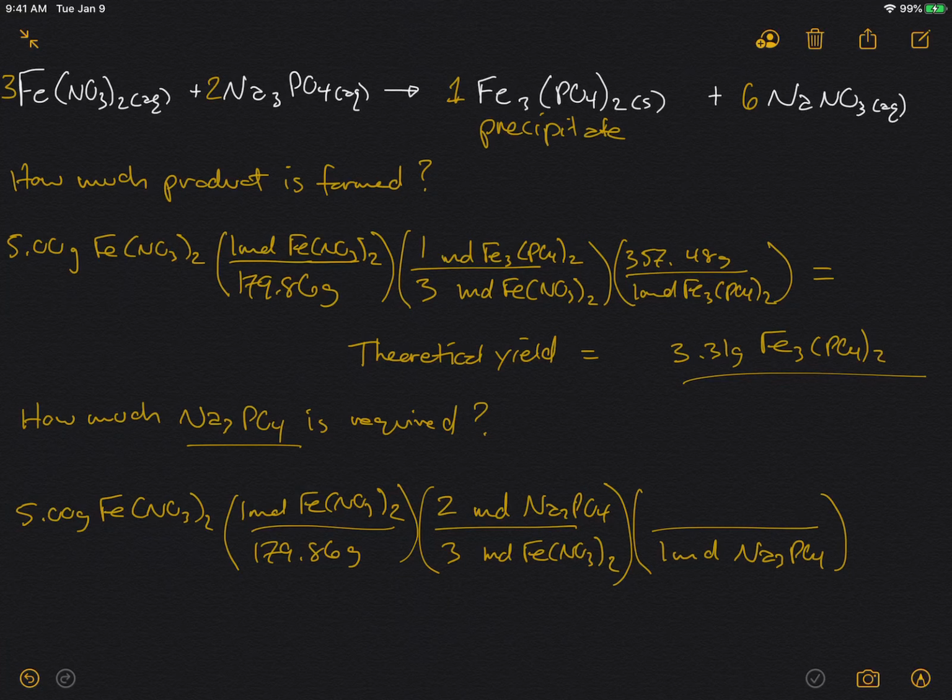and it has a molar mass of 163.94 grams per mole. Okay, and that's our calculation. So we end up with 3.04 grams of sodium phosphate. And that's how much would be required to react with 5 grams of iron nitrate.